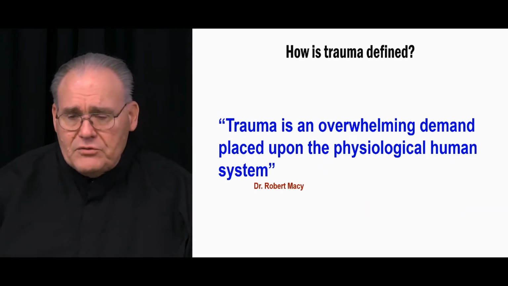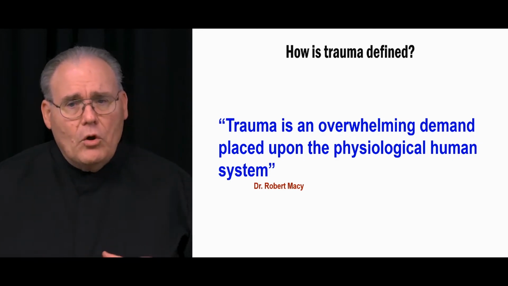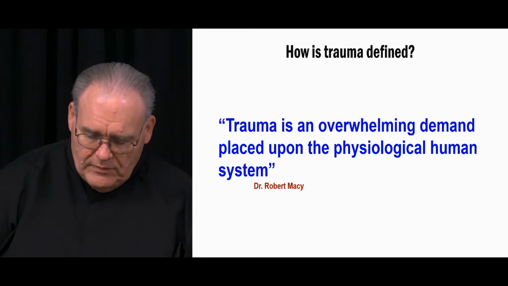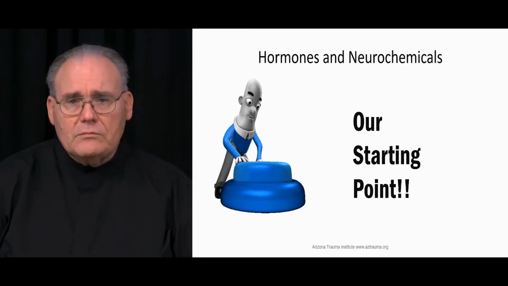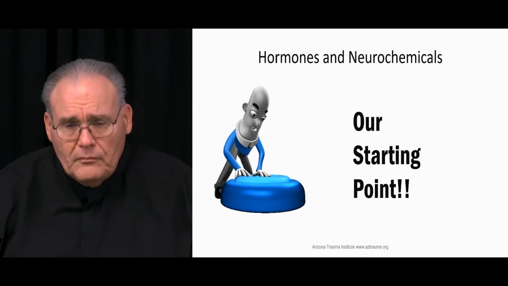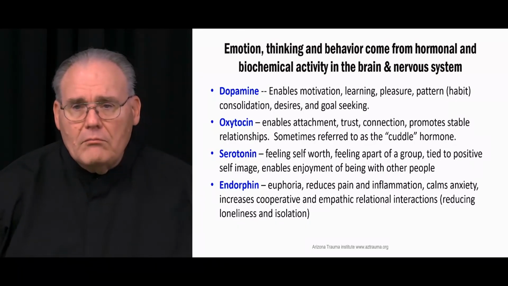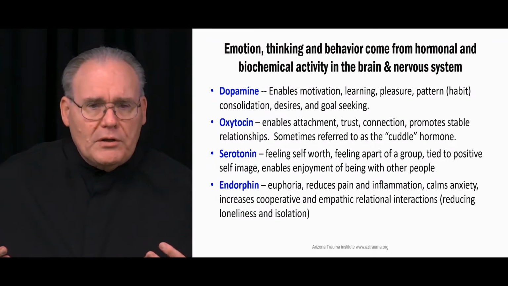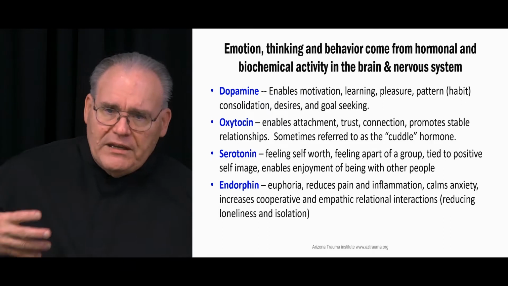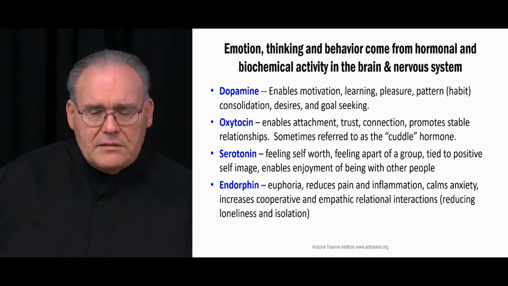So again, how do we define trauma for this course? Trauma is an overwhelming demand placed upon the physiological human system. So hormones and neurochemicals, that's our starting point. So let's start. There are a good number of hormones and biochemicals that are affecting us. I'm going to talk about 7 for this course.